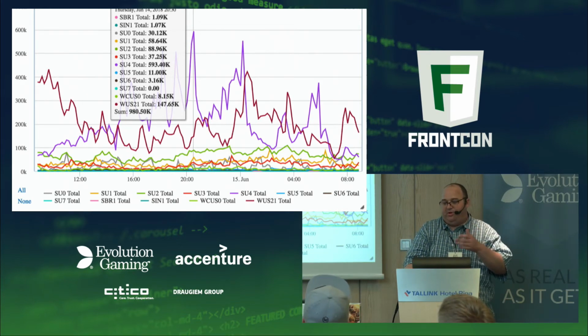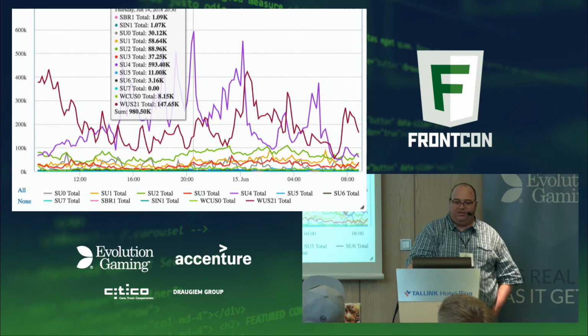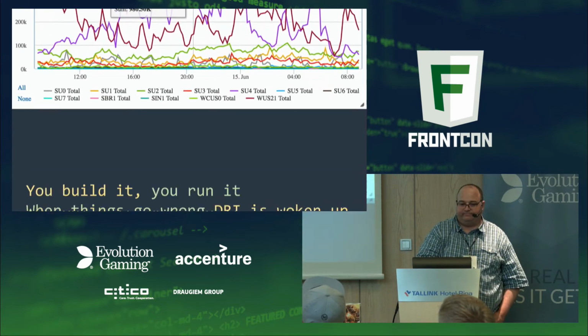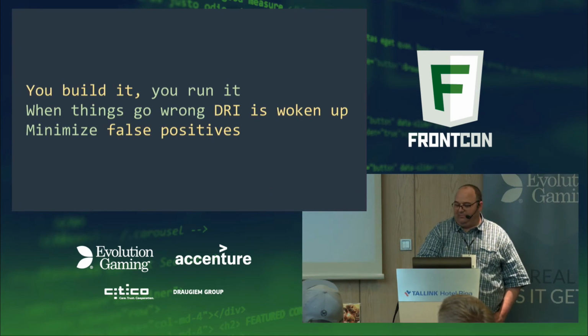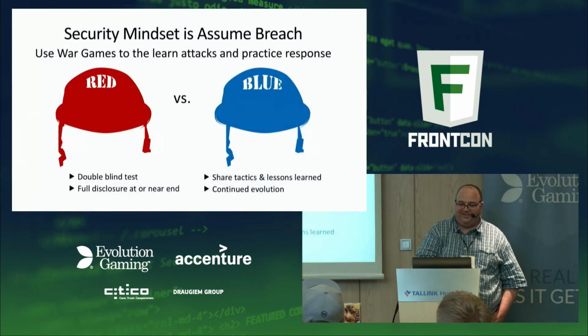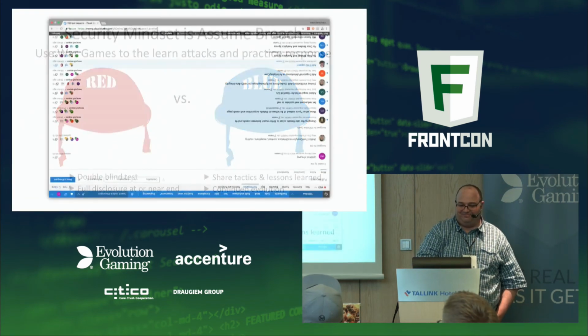This is the number of requests per minute that are coming in for one of our services, which is about 980,000. Basically, our mantra is if you build it, you run it, and when things go wrong, the on-call rotation is broken up, and we try to minimise false positives so we don't lose engineers. And so that's pretty much it. Thanks, guys.